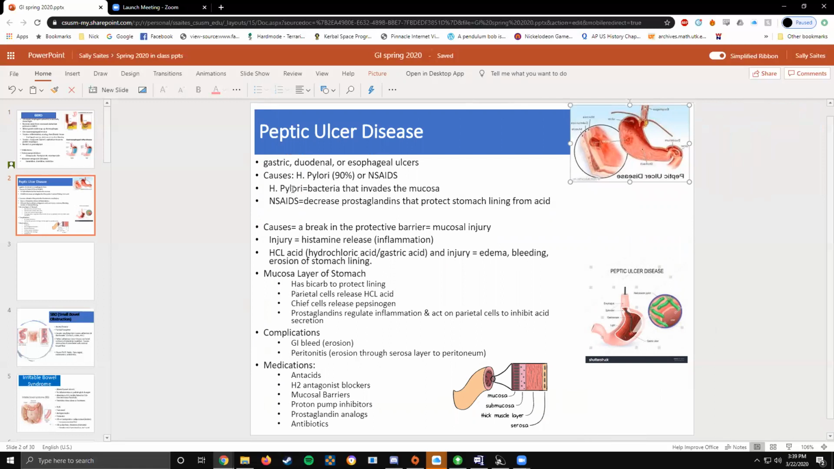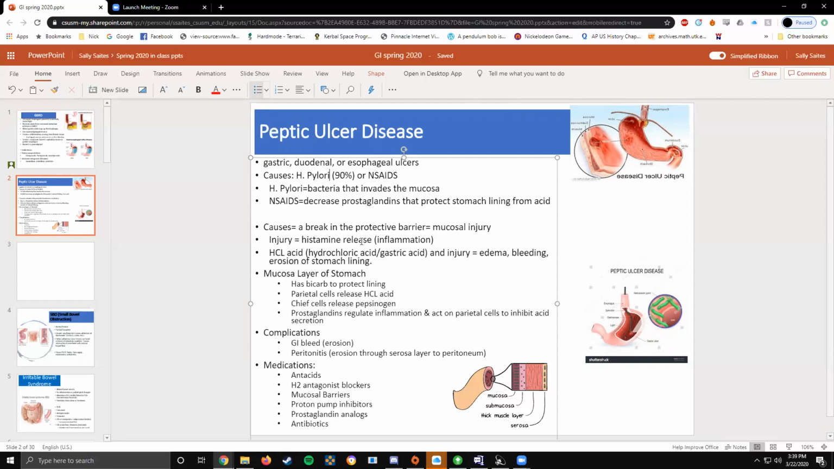So like I said, H. pylori is the primary cause of this. You'll get a lot of GI bleeds with peptic ulcer disease, and that's why we ward off patients from taking NSAIDs and other medications that deteriorate the stomach lining, because it's just going to exacerbate their peptic ulcer disease. So there's that break in the protective barrier, mucosal injury, and that, like I said, is from the lack of prostaglandins or the H. pylori bacteria.